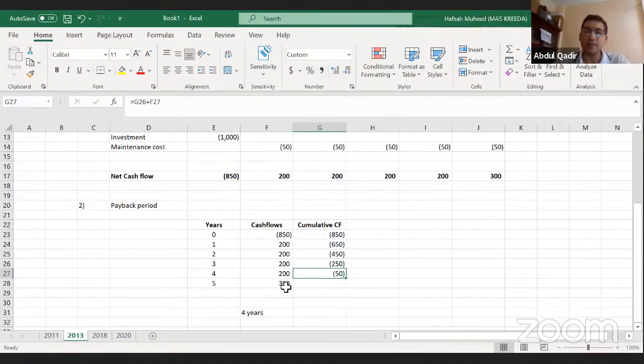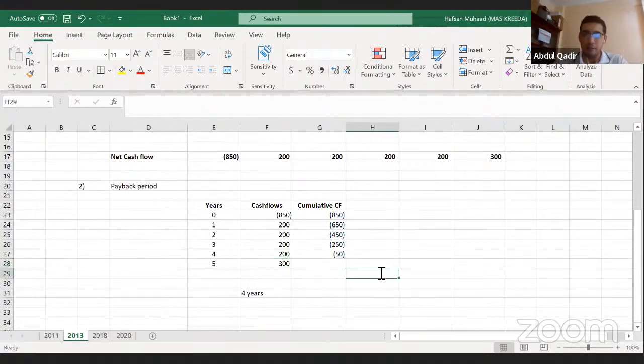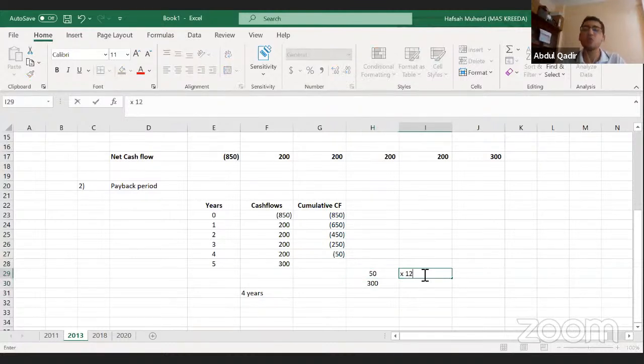So how do you calculate this in months? Now you will recover this in the year 5, but you might recover it within the first few months itself. You don't need to wait until this entire 300 comes. As cash flows come into the business, you can recover that 50. How do you do that? How I tell students is you take 50, the remaining cash flow which you have to receive, divided by 300. That is the next cash flow you're going to get. So 50 divided by 300, and you convert this into months, into 12 months.